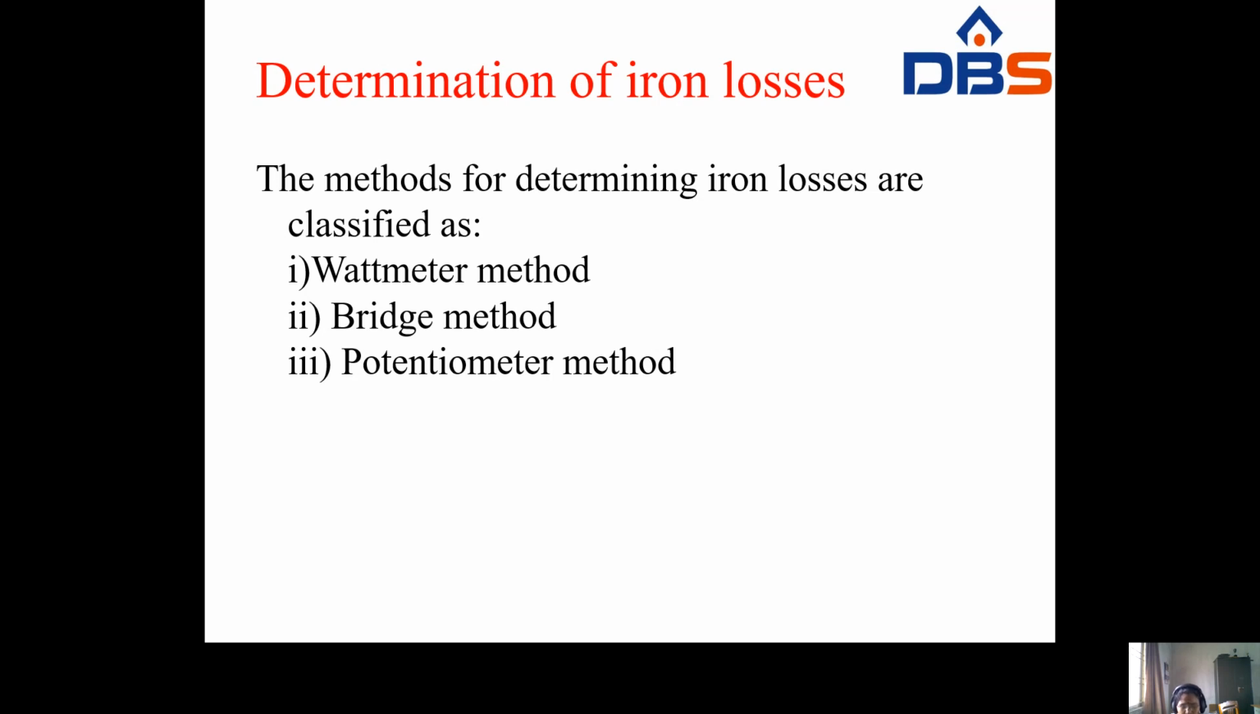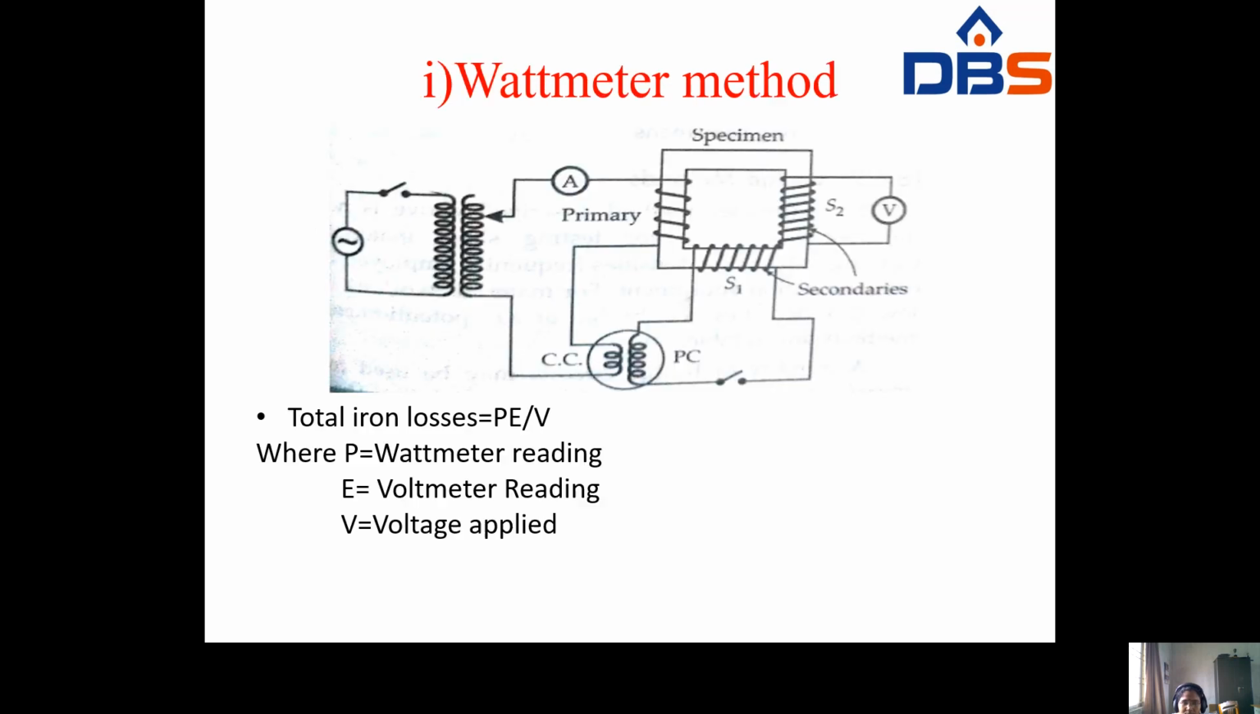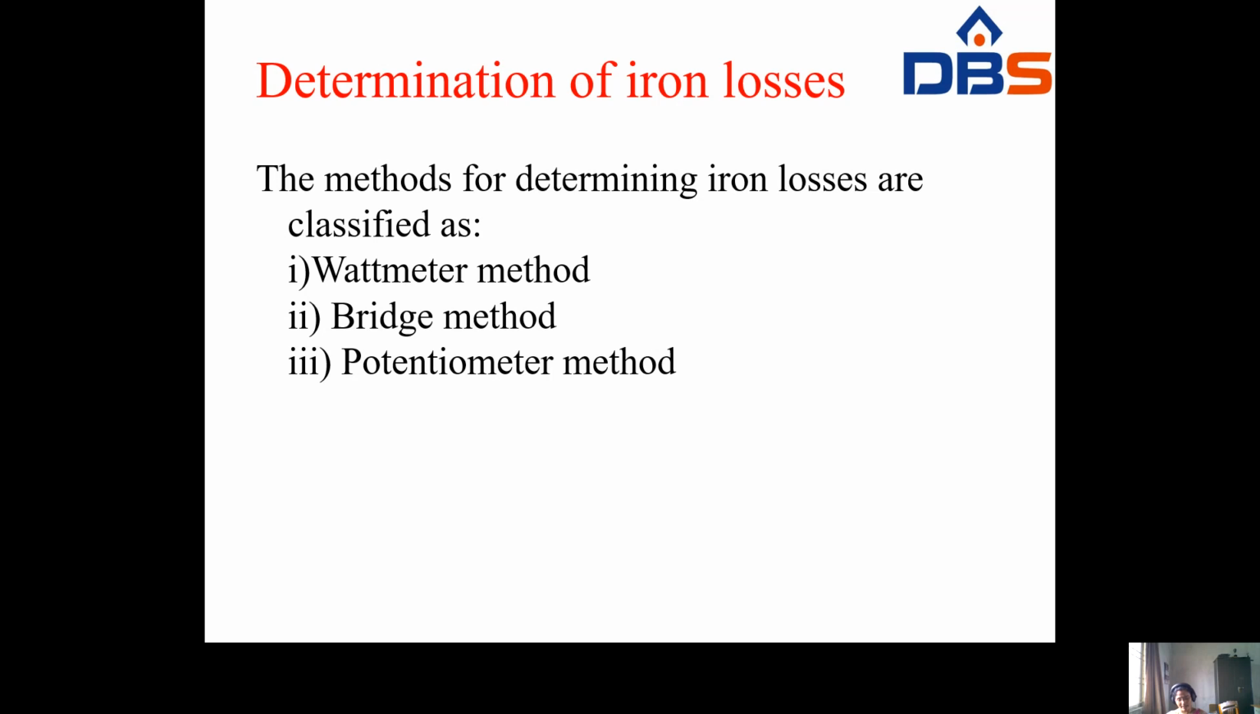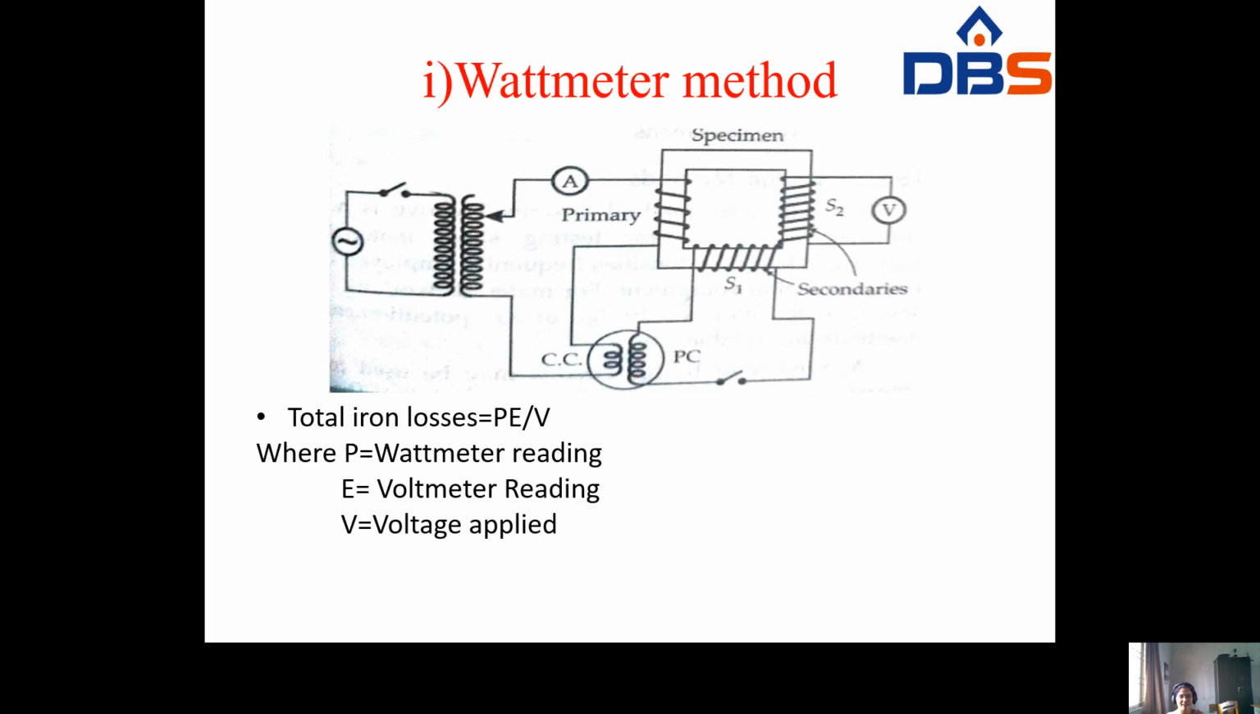To determine these iron losses, you have three methods. What are the methods? Wattmeter method, bridge method, potentiometer method. AC magnetic testing is to separate the hysteresis and eddy current losses from the iron losses, but here you have three methods to find out the iron losses. The first one is the wattmeter method.